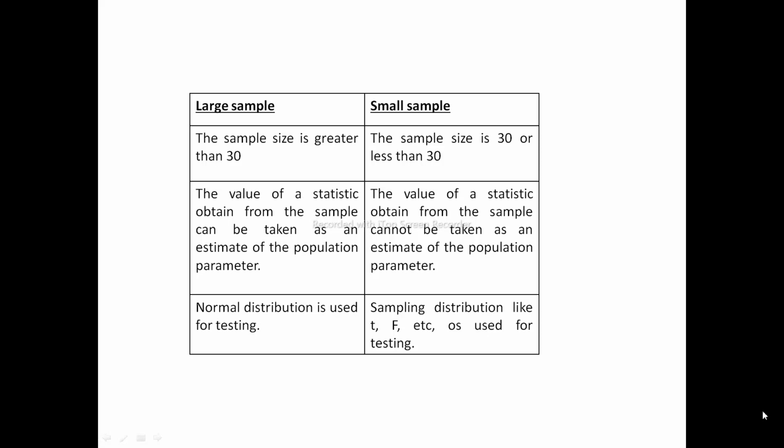So for that reason, in a large sample the statistically obtained value will be more important as compared to a small sample. Next, for a large sample, normal distribution is used for testing, whereas for a small sample, sampling distributions like T, F, etc. are used for testing.